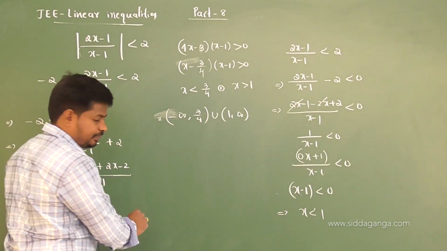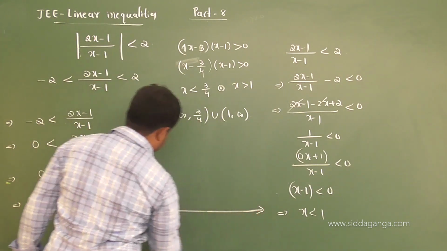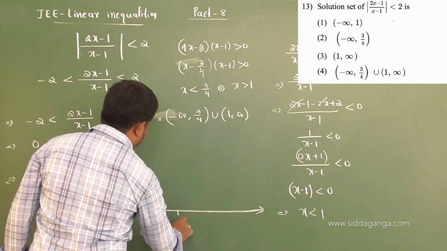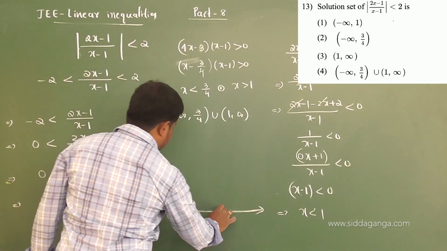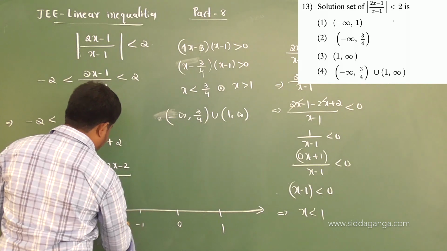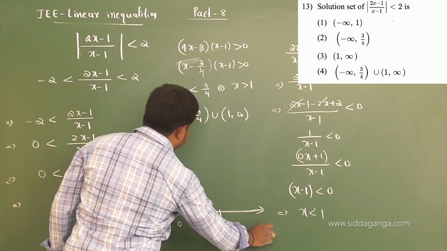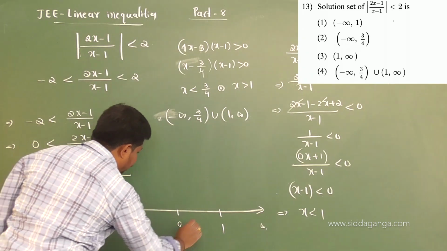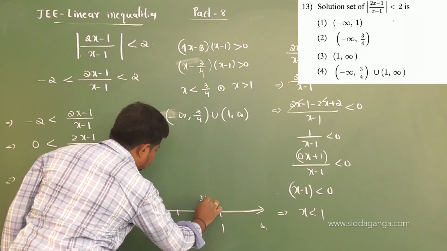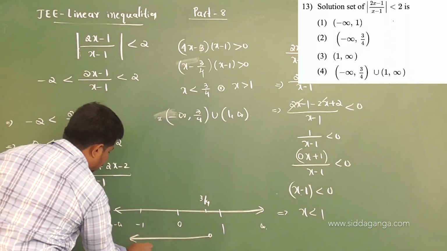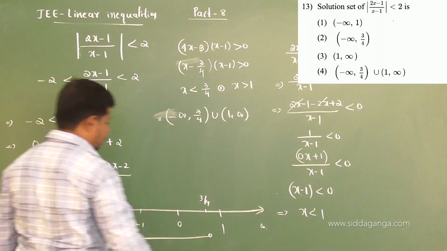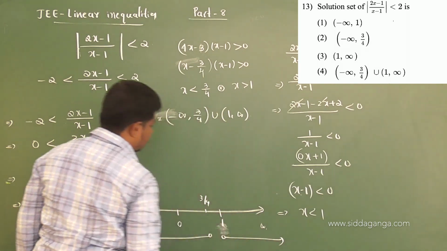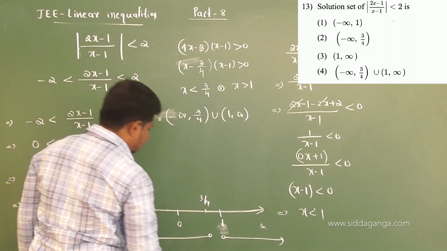Okay, now let me write the number line. The solution sets are like this. So this is 0, this is 1 you take. Now here 3/4, minus infinity to 3/4. So let me take 3/4 here. Okay, and union 1 to infinity. This is 1. And x less than 1.